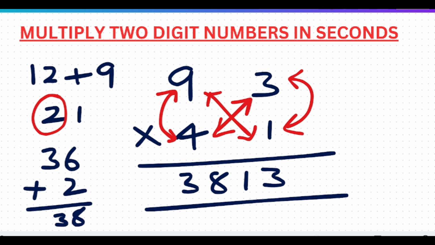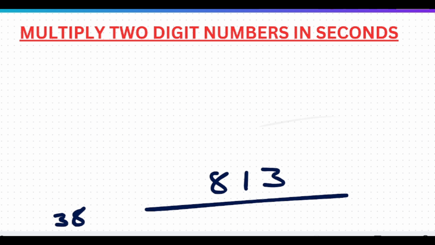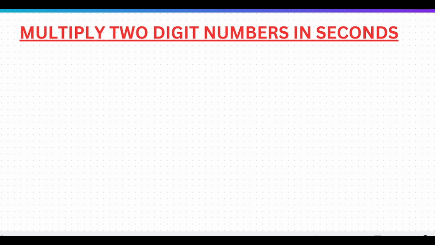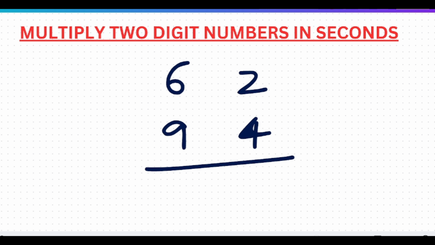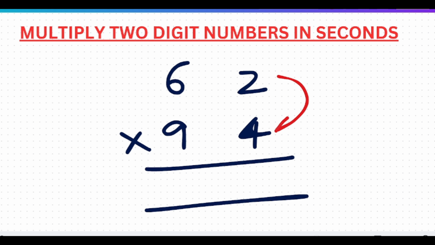All right. Now let's do another example question. Let's say we are multiplying 62 by 94. So we do it the same way. The first step is to multiply the numbers on the right. 2 times 4 is 8. You write it here. And the next step, you multiply the numbers diagonally.